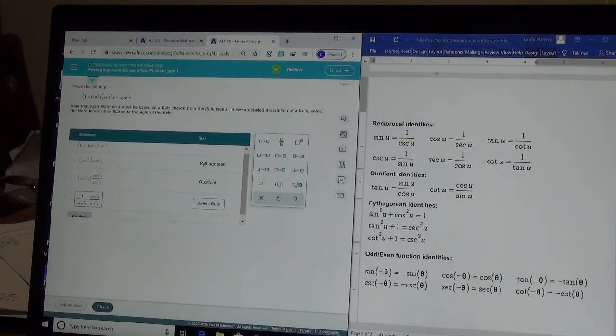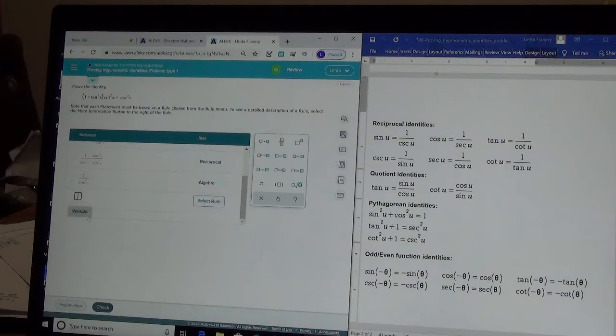And I use my reciprocal identity there because I changed my secant squared into 1 over cosine squared. So that's my reciprocal identity. The next step is just going to be plain old algebra. If you notice here, you can cancel out the cosine squared of x. So if you do your canceling on the cosine squared, you get 1 over sine squared. And that's just algebra.